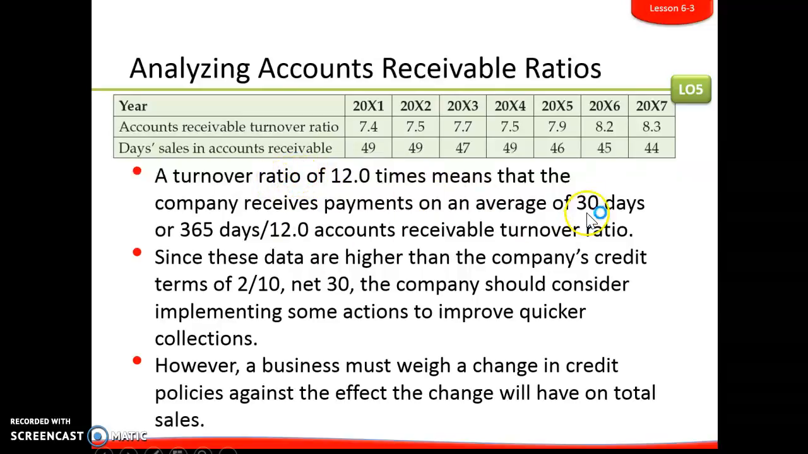So really what this is saying is since the average days is 30 days, they're looking at maybe doing something different for that credit to increase people paying sooner so that they can get their money quicker. But we always have to make sure that we're looking at both sides of that. What will that do to help, but also what could that do to hurt the business?